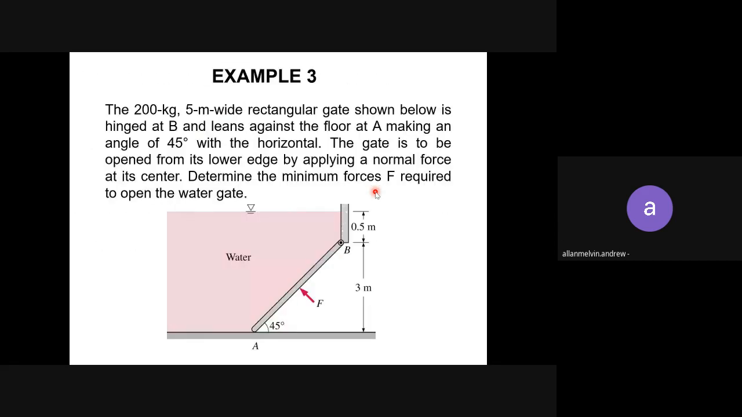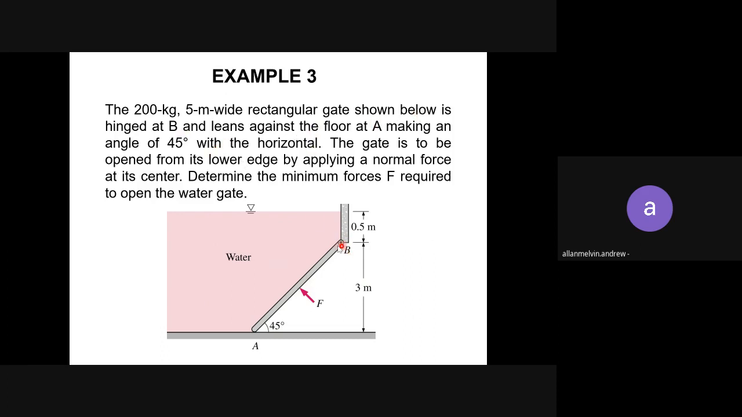So I go to example 3. Example 3 is also commonly coming out in the exam. They already say there's a rectangular gate, so this is a water gate to prevent water from coming out. The weight of the rectangular part is 200 kg, and it is 5 meters wide.